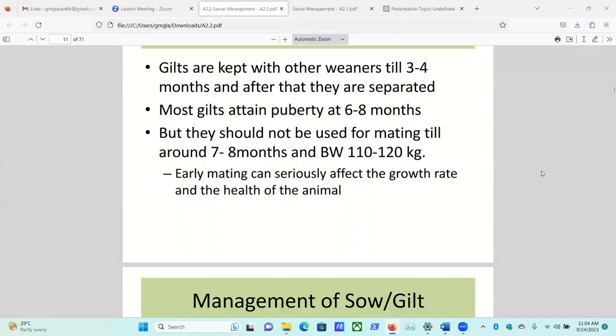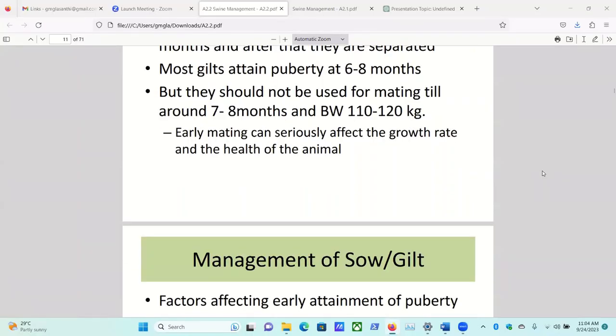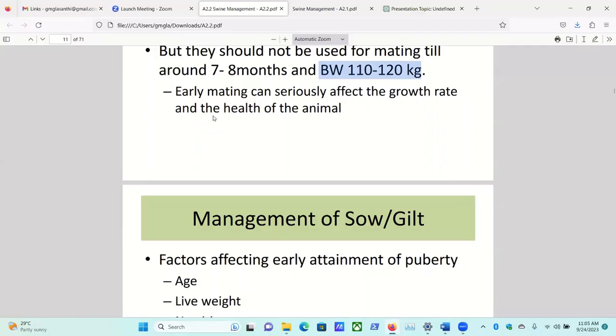So most of the gilts attain puberty at 6 to 8 months of their age, but we should not use them for breeding purpose until they reach their body weight in between 110 to 120 kilograms. Even though they are sexually matured enough, we should wait until those gilts reach their body weight in between 110 to 120. Because early mating can seriously affect the growth rate and the health of the animal. Right? So normally this weight is coming in between 7 to 8 months of their age.